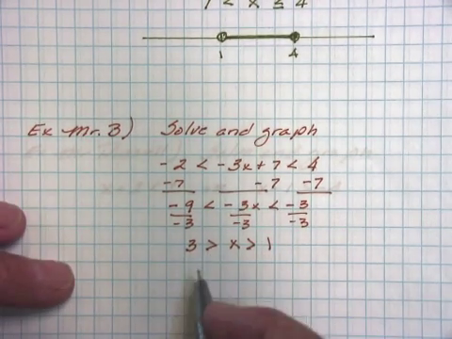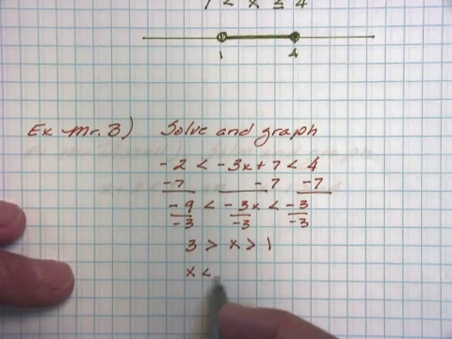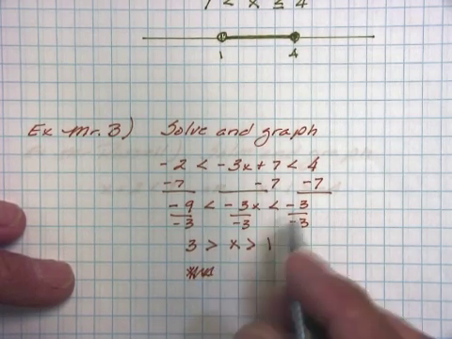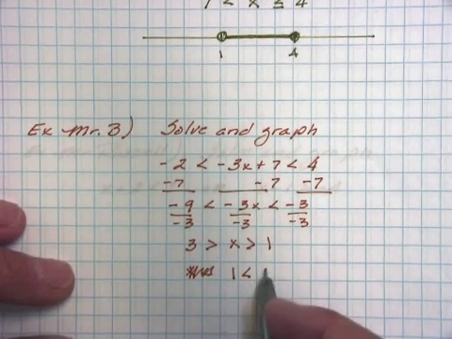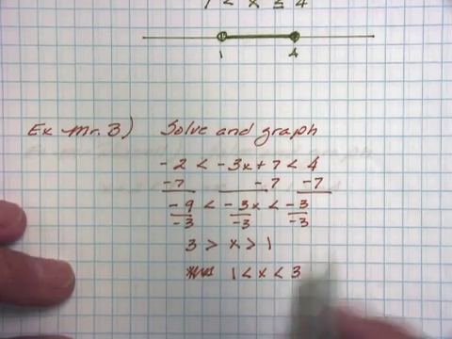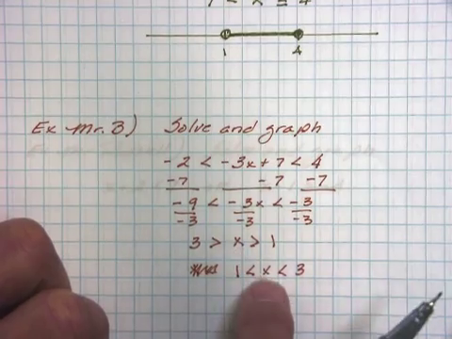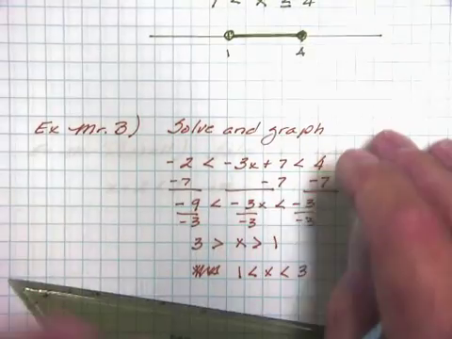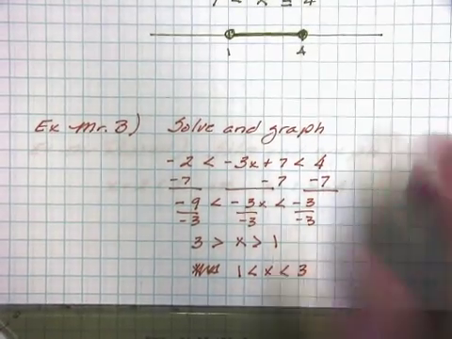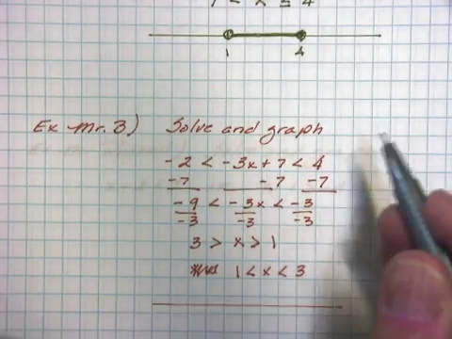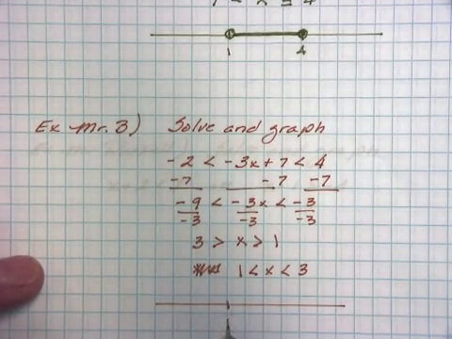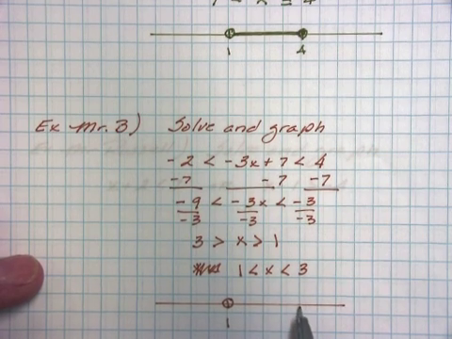Now, what I like to do, you don't have to do this, but what I like to do is put this so that the two numbers are in order from left to right. So I would rewrite this as 1 is less than x is less than 3. So I just took this whole statement and flipped it. This is equivalent to that. And then we just have to graph it.